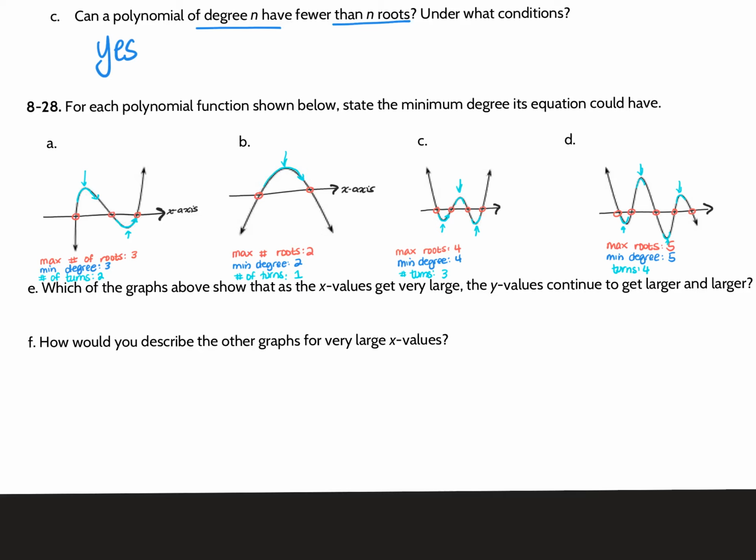So as I continue to travel along the right side of the graph, look at my y values in each of these graphs. Okay, so the extreme right side of the graph. And what I'm noticing is that on the right side of the graph, the y values are getting larger in A and C, but are getting smaller for B and D. And we call that increasing and decreasing.